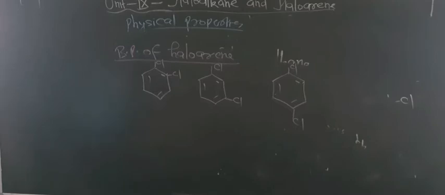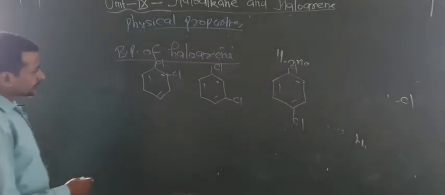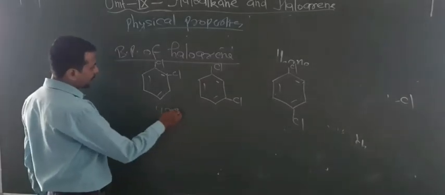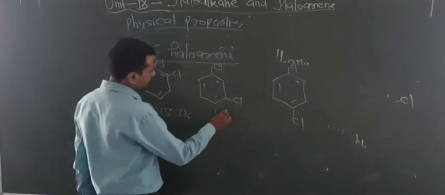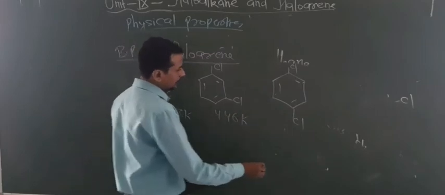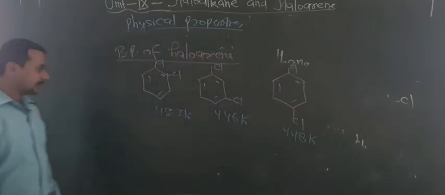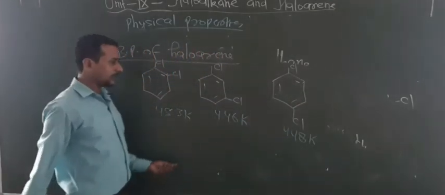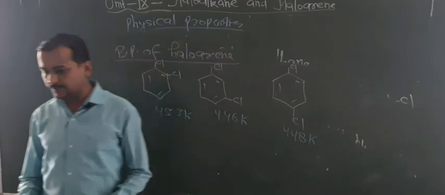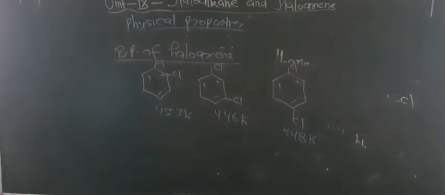How do you know that? These do not have much difference in boiling points. So look at the boiling points: 453 Kelvin, 446 Kelvin, and this one has a boiling point of 448 Kelvin. So there is not much difference in the boiling points, and that's why they cannot be separated by simple distillation. This also you have to know about the boiling points.